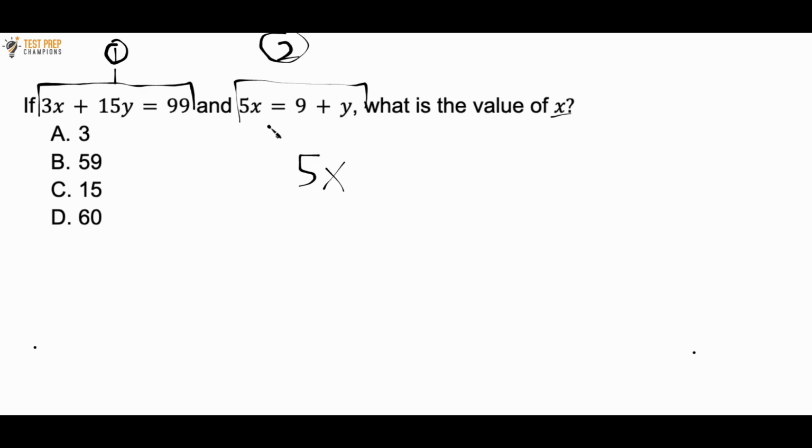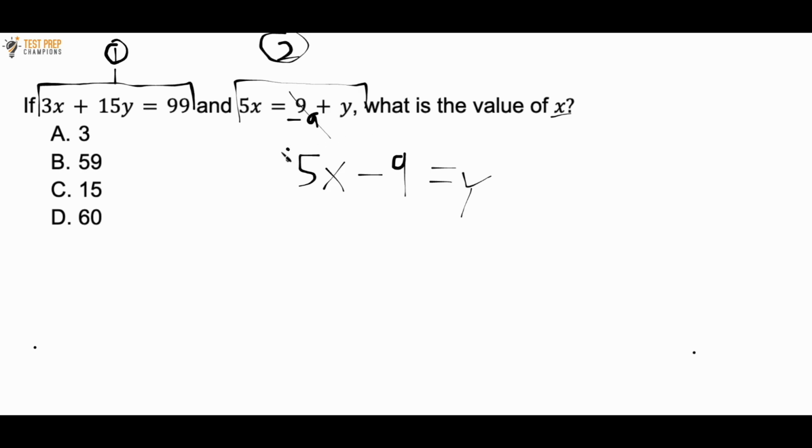All right, so since I've got 5x equals 9 plus y, what I want to do is subtract 9 on both sides. If I subtract the 9 over here, the 9s will cancel out. And then I also have to subtract a 9 on the left side. So I'll have 5x minus 9 equals y. Again, all I did was pick equation 2, this equation right here, and solve it for y. So I have 5x minus 9 equals y.